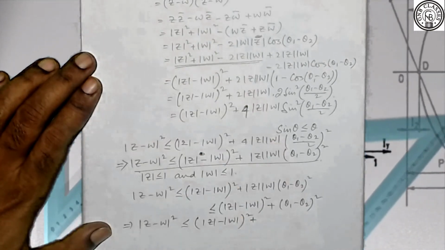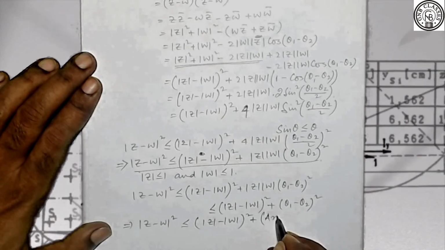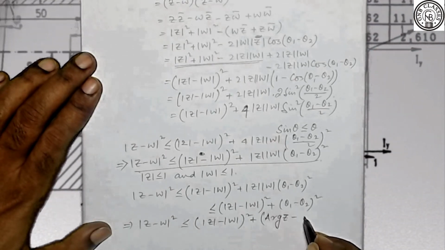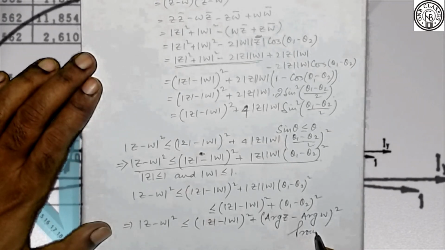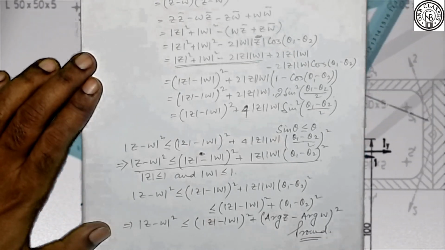So the final answer will be, theta 1 is nothing but the argument of z, so arg z minus arg w whole square. Is it clear to all of you? Have you understood the problem clearly? Okay.